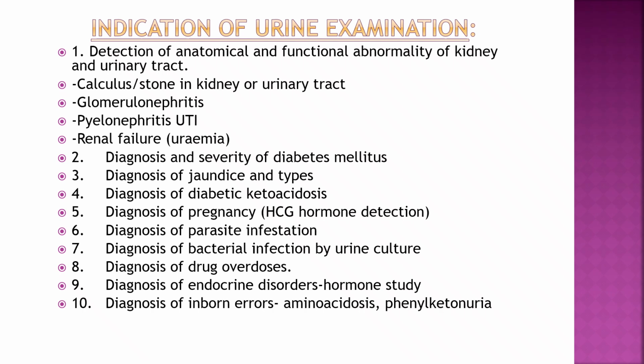Many toxic substances and drugs are excreted in urine, so we can diagnose drug overdoses or abuse. Some endocrine hormones can also be detected in urine. Then inborn errors like aminoacidurias and phenylketonuria are also detected by doing urine examination.